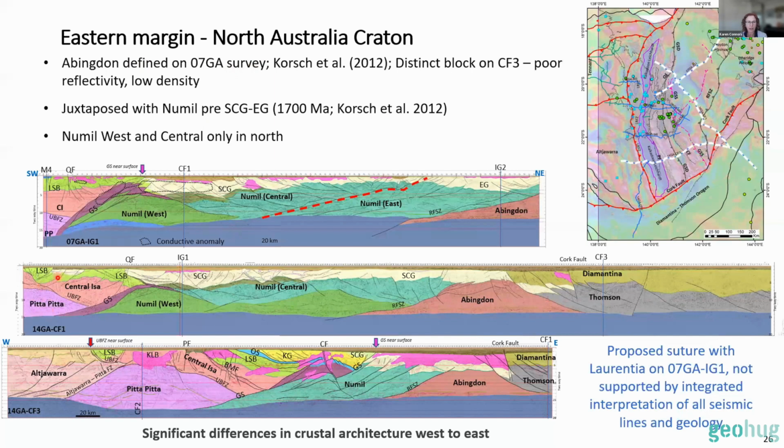So this is just looking now. So that's the line we looked at. Then we have CF1 going northwest through the Numal area. It's much harder to interpret.